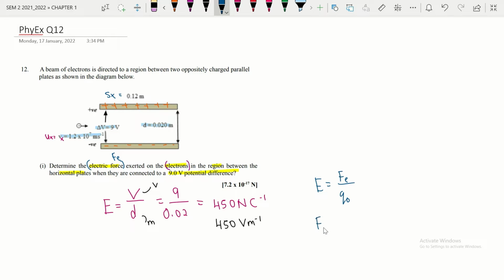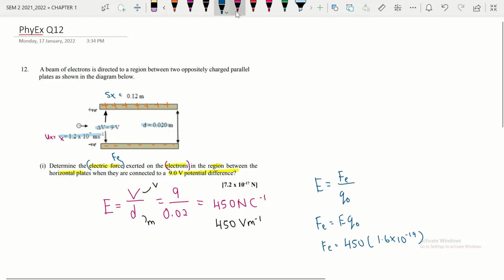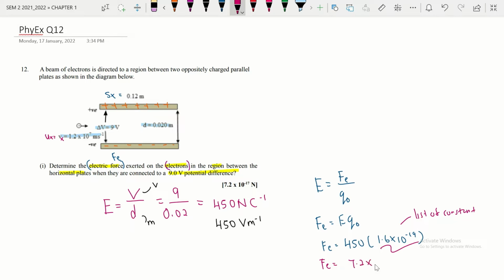So when I rearrange this equation, kita dapat F equals E darab dengan Q naught. So you punya electric field strength adalah 450 dan you punya charge untuk elektron adalah 1.6 times 10 to power of negative 19. So charge untuk elektron ni dia diberi dalam soalan ataupun you boleh cari dekat list of constants. Okay, so when you press the calculator, you will get your electric force 7.2 times 10 to power of negative 17 Newton. That is for question 12.1.